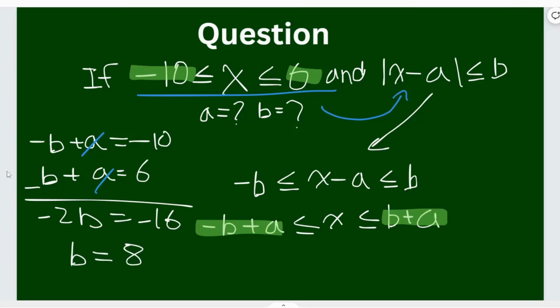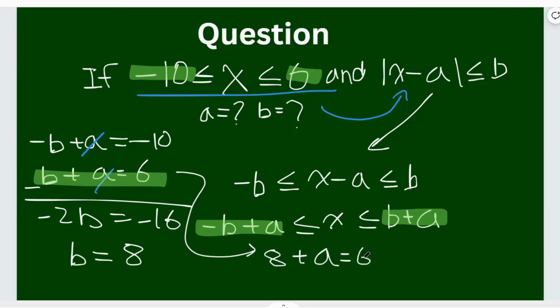Now that we know what b is, we can substitute it back into this equation. Using this equation, we know that b is equal to 8. Maybe I should write it down here: b is equal to 8, and then plus a is equal to 6. If we subtract 8 on both sides, we know that a is equal to negative 2. And that's the solution, the values of a and b. Sorry, I did it in reverse order, but it's okay. You know what the value of both variables are.